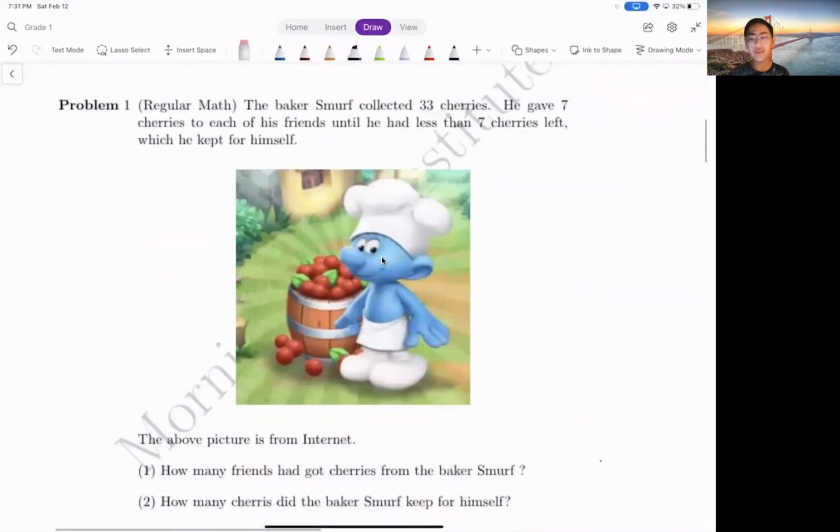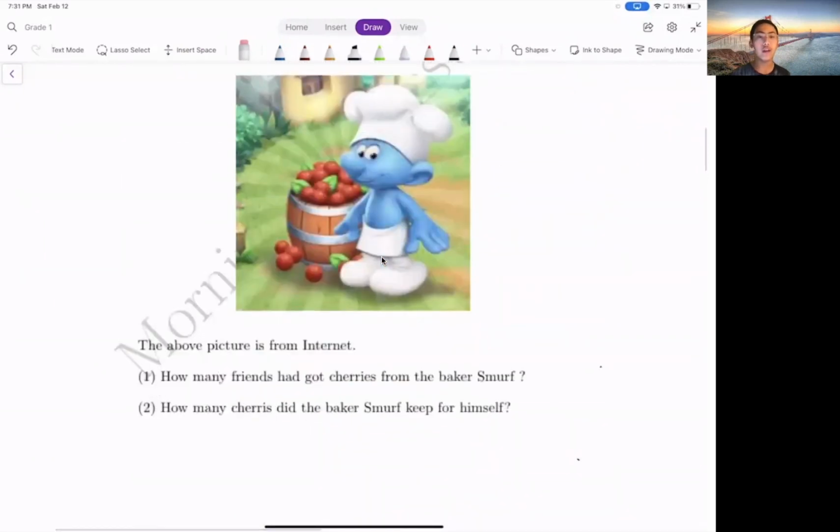Problem 1. The baker Smurf collected 33 cherries. He gave 7 cherries to each of his friends until he had less than 7 cherries left, which he kept for himself. We have 2 questions. How many friends had gotten cherries from the baker Smurf? And number 2, how many cherries did the baker Smurf keep for himself?